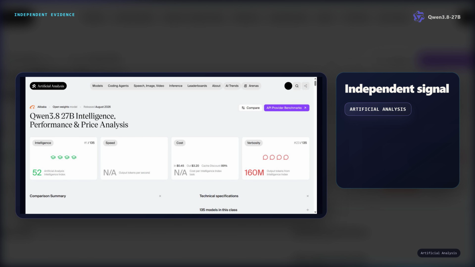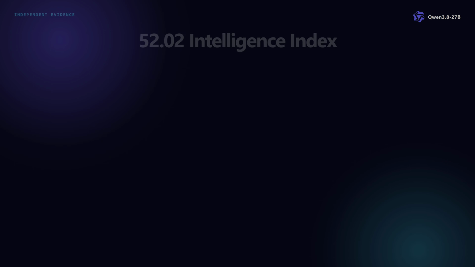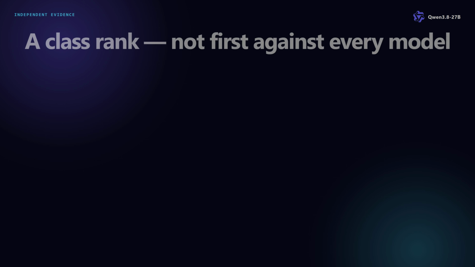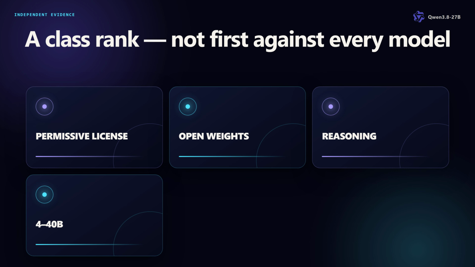Artificial Analysis provides the strongest independent signal reviewed here. The 27B version of Qwen 3.8 scores 52.02 on Intelligence Index version 4.1.1. In the captured comparison, it ranks first among 135 permissively licensed open-weight reasoning models in the 4 to 40 billion parameter class. That is a class rank, not first place against every AI system.